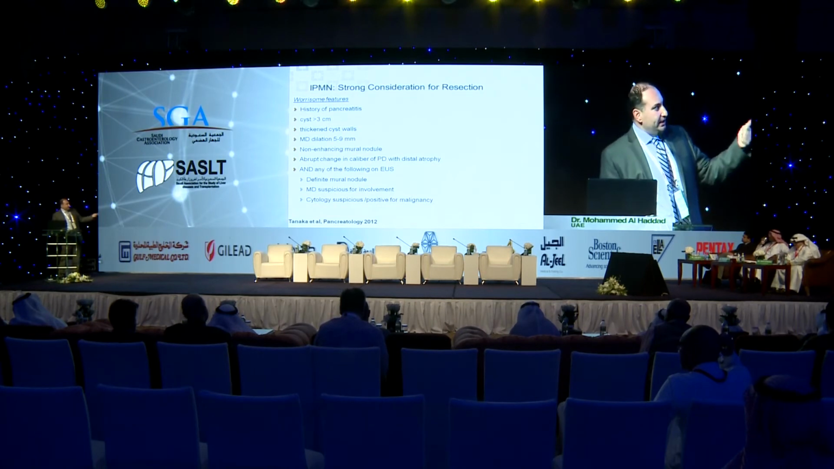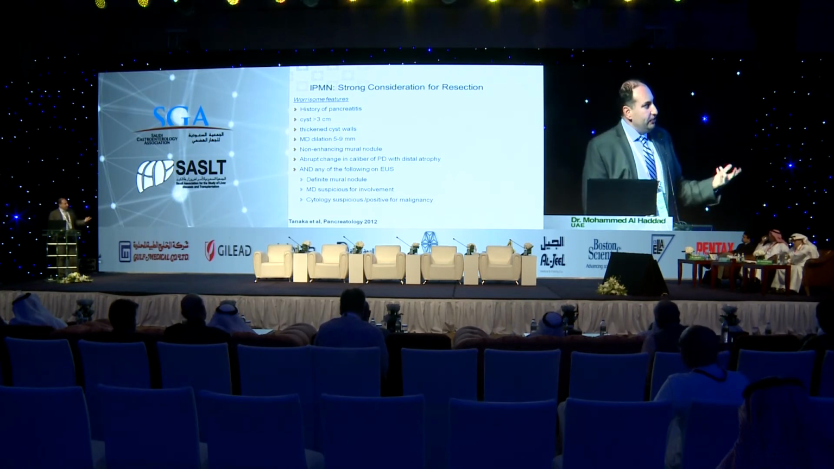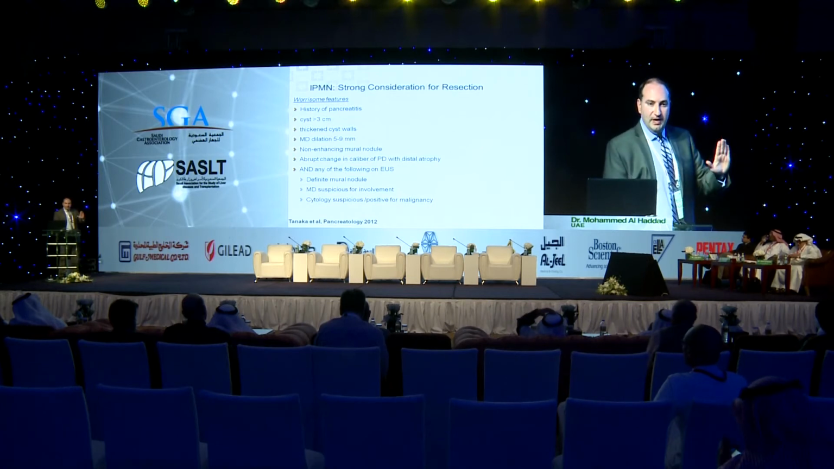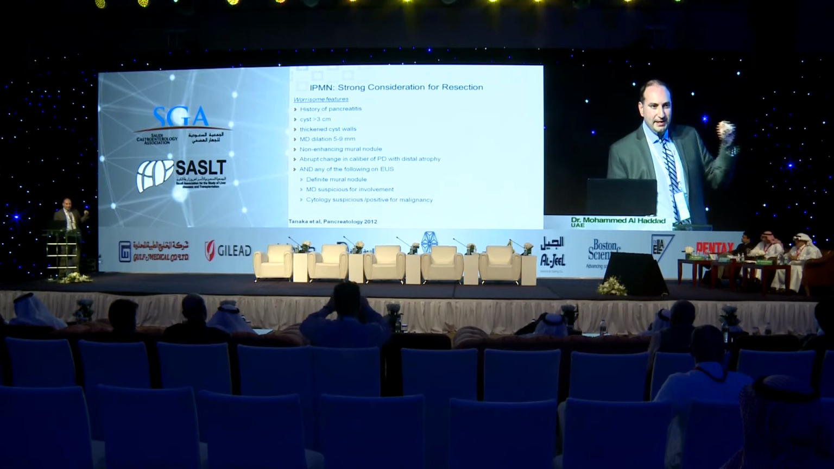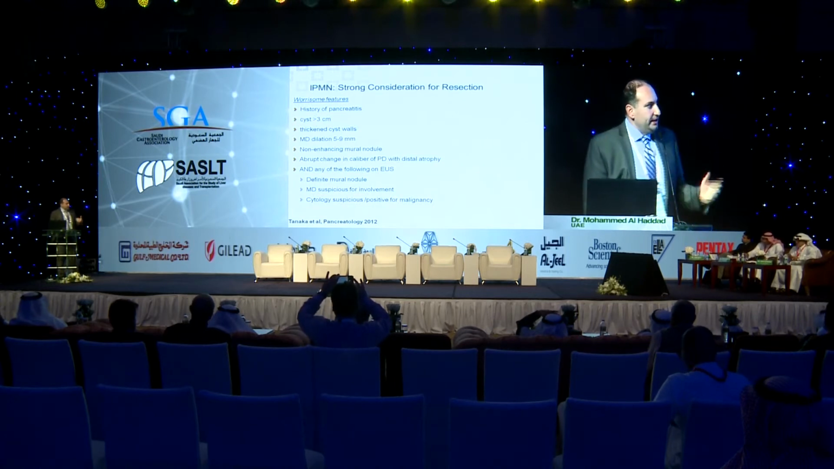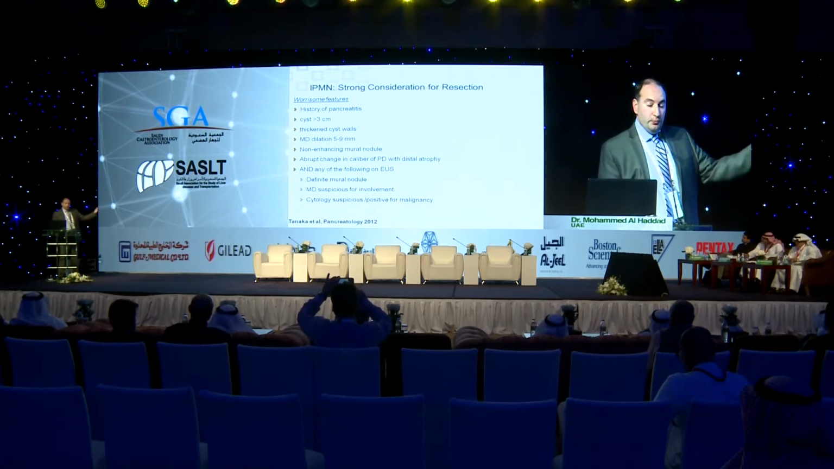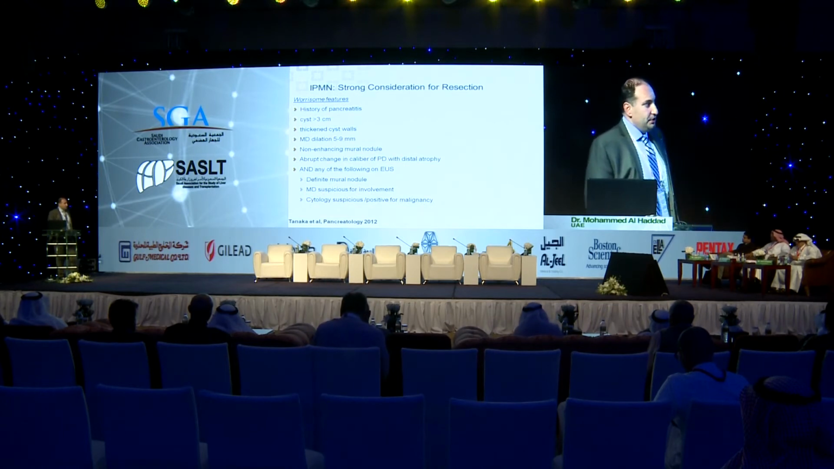History of pancreatitis, cyst more than 3 centimeters in size, thickened walls, main duct between 5 and 9. Remember, this is the more favorable main duct size that we talked about. Non-enhancing mural nodule, which some of those could represent just mucin in the cyst, in addition to abrupt change to the caliber of the main duct.